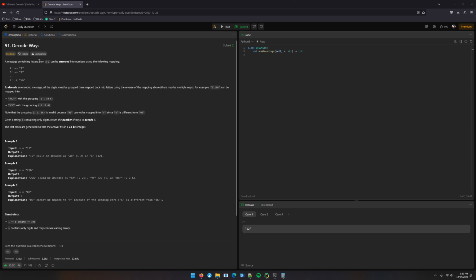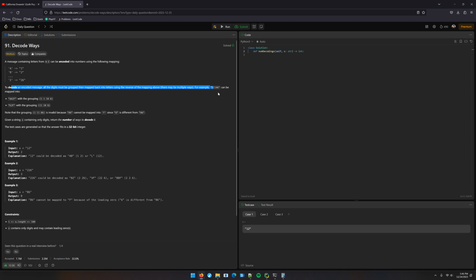A message containing letters from A to Z can be encoded into numbers using the following mapping: A is 1, B is 2, Z is 26. To decode an encoded message, all the digits must be grouped, then mapped back into letters using the reverse of the mapping above. There may be multiple ways.